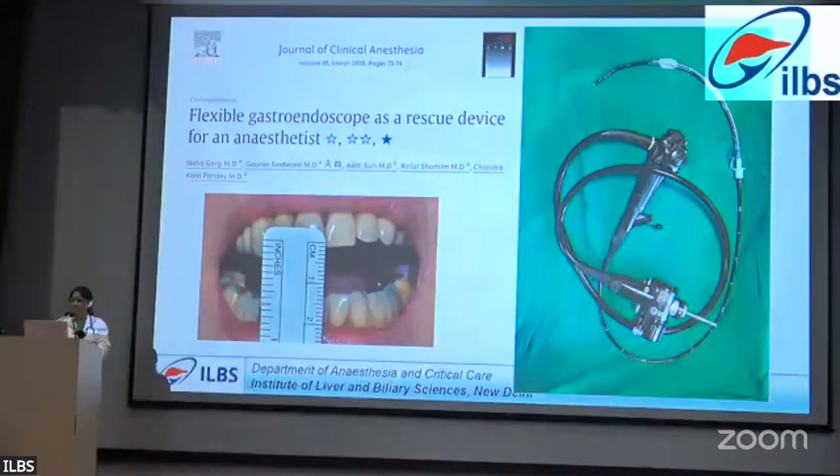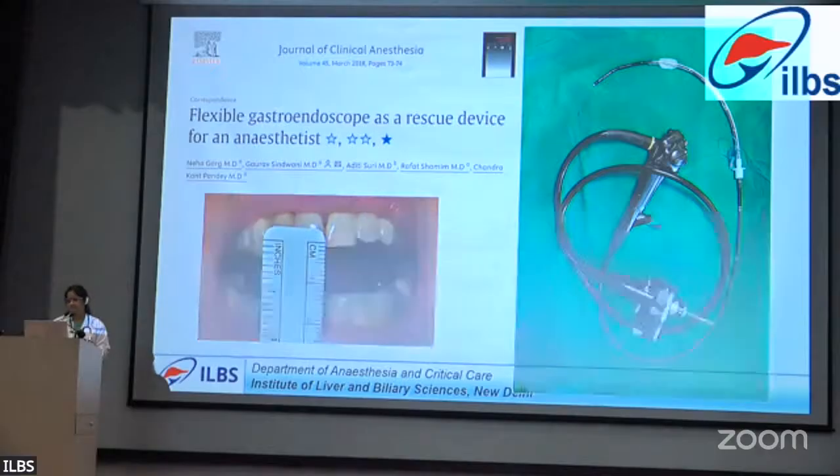So we came up with some rescue procedures which are reported in anesthesiology journals also, that when such a patient was sedated with a nasal gastroscope, and the ET tube was already mounted on the nasal gastroscope, and the scopy was done, so that if the patient desaturates, the scope can be taken up to the vocal cords and the patient can be intubated using the same gastroscope.